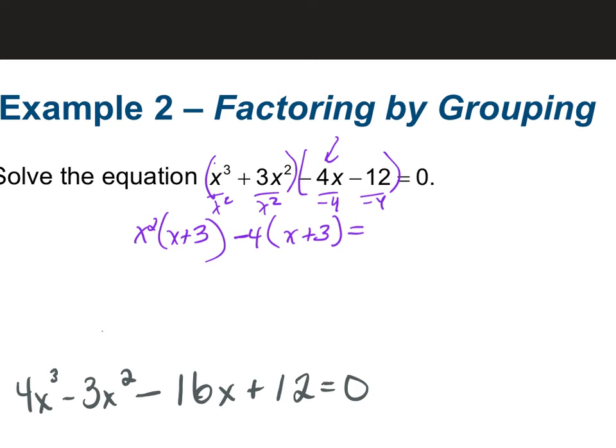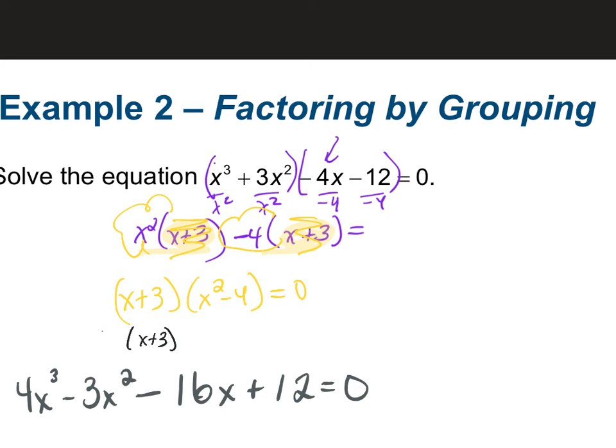What is my new GCF between this term and this term? What do they both have in common? X plus 3. You take out the GCF just like you would any other time, and you write it one time out in front. Now it's gone. And the leftovers get their own parentheses. So I'm left with x squared minus 4 equals 0. Am I done? No. What else can I do?